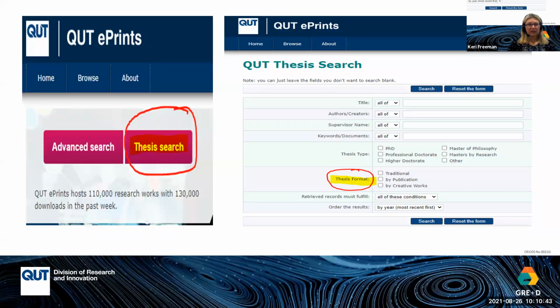This is QUT ePrints. You can see down there, you can tick which thesis format you want to look at. So that's really helpful, particularly if you're looking at by publication. It's nice to have some examples of that. And then, of course, you've got the traditional monograph and the creative works as well.